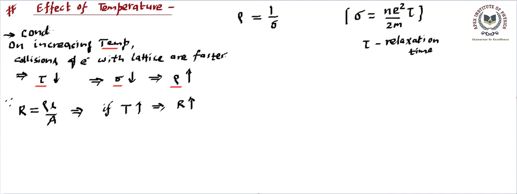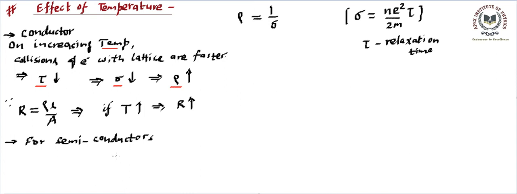So for conductors, we need to remember this, because we are talking about the conductor, so that's why we are focusing on the conductor. However, we can remember another point for semiconductors. For semiconductors, you will be studying semiconductors later on in detail, but since the point is similar, we can understand this point as well. For semiconductors, it is opposite.